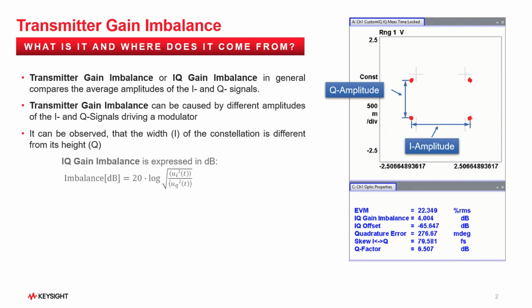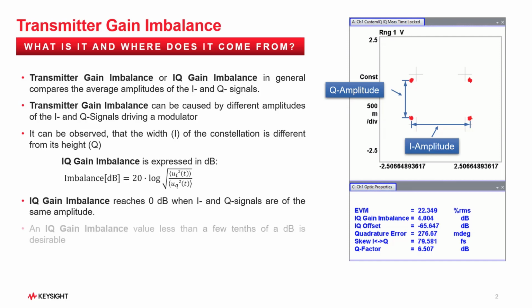The optical modulation analyzer can be set up to measure the gain imbalance in the optics properties window, which can be found below the constellation. The OMA reports a gain imbalance of 4 dB, which means that there's a difference in the amplitude of 4 dB between the I and Q signal. Usually the aim is to achieve a gain imbalance in the order of a few tenths of a dB.